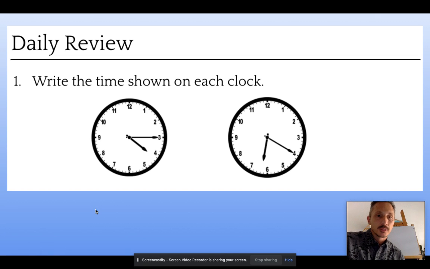Let's practice a little bit of telling time using our analog clock. What would be the digital time? What would be the number time that we would put in for this time? Here, we always want to start by looking at the hour hand. And the hour hand is in between the 4 and 5.